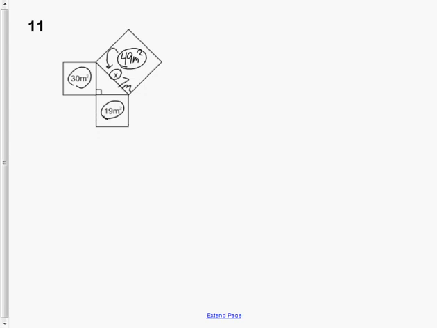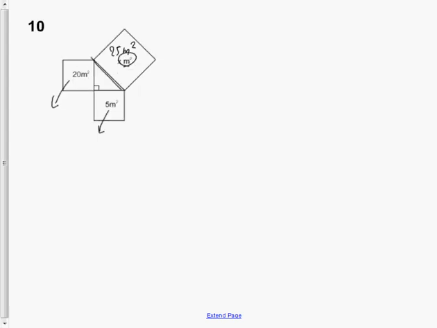A lot of people just put 49 and thought that was the answer. Remember, if I'm looking for the length of the hypotenuse, it'll just be on the hypotenuse itself. And if I'm looking for the area, like this last question, it'll have a meter squared attached to it.